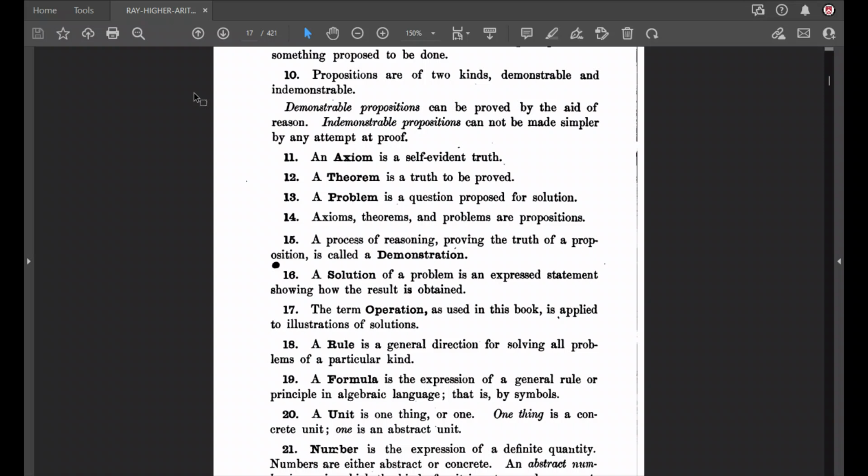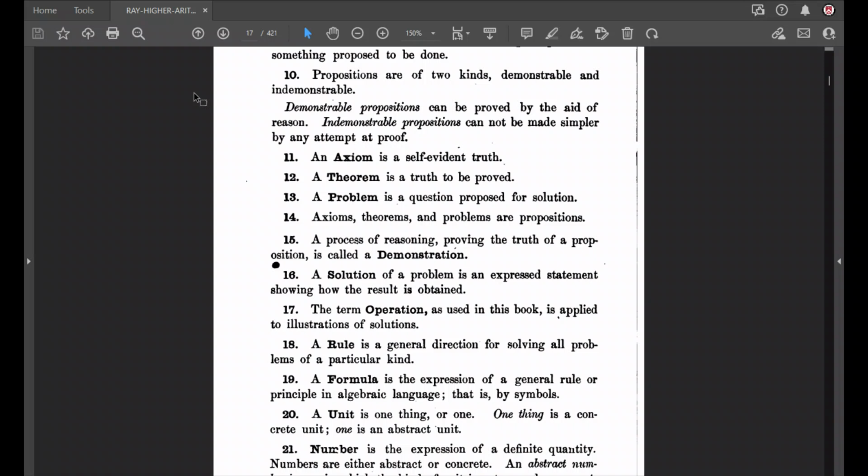A solution explains how the result is obtained. And in order to learn arithmetic, you have to be able to explain how the result is obtained. That's a solution. Article 17, the term operation.